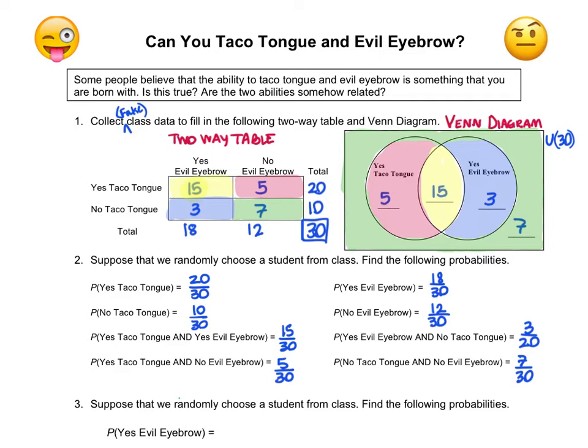Now notice we've shown all of these probabilities as a fraction. We could also show them as a decimal or as a percent. Any of those formats is acceptable. However, it's always a good idea to start out with the unsimplified fraction. Okay, now let's take a look at number 3.